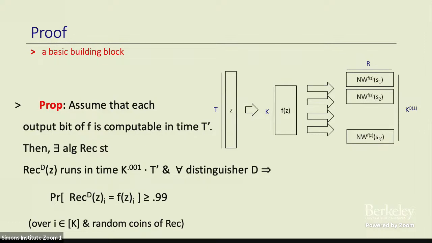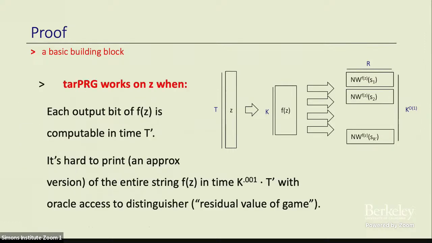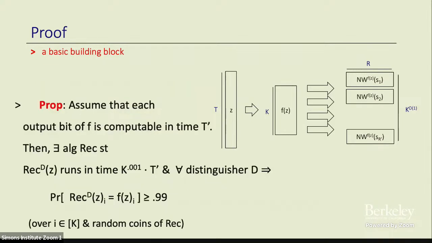So this shows that if it's hard to print an approximate version of the entire string F of Z in time k to the 0.001 times t prime with oracle access to a distinguisher, think about it as the residual value of the game, then the targeted PRG on Z works. Because we have a reconstruction, we just plug in the residual value as the distinguisher.